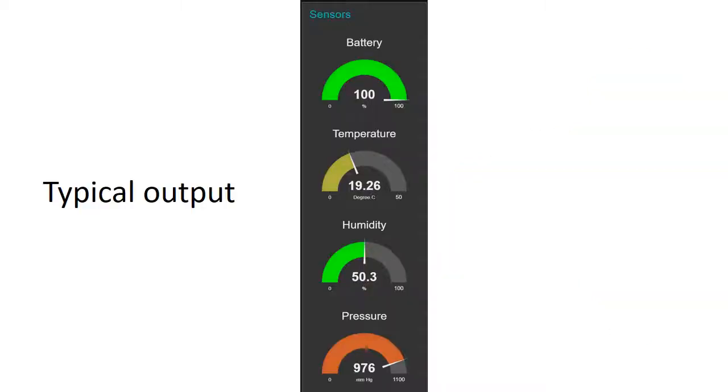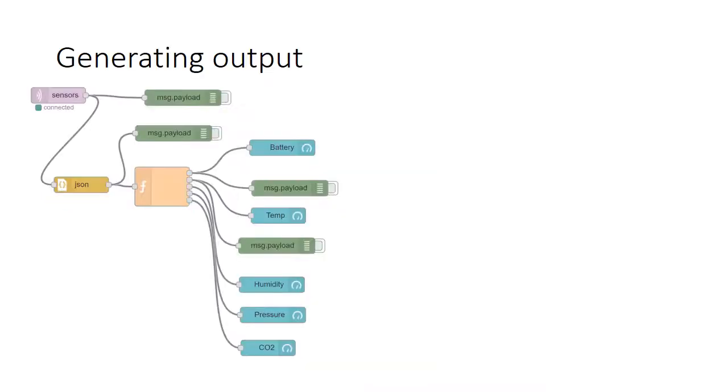Before we move on to actually look at the Node-RED interface and how that Node-RED is put together for the output stage, let's just remind ourselves of what our final output looks like. So we have a collection of simple gauges that show, in this case, the battery, temperature, humidity and pressure. So just bear in mind that's what we're actually going to be seeing on our final interface.